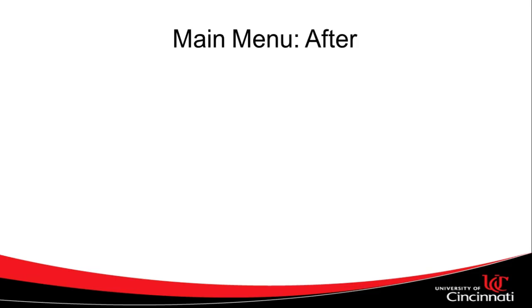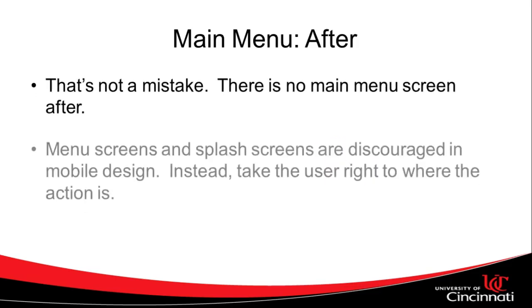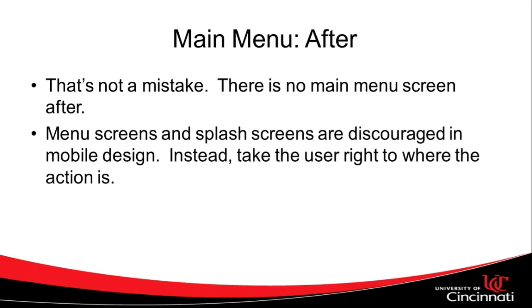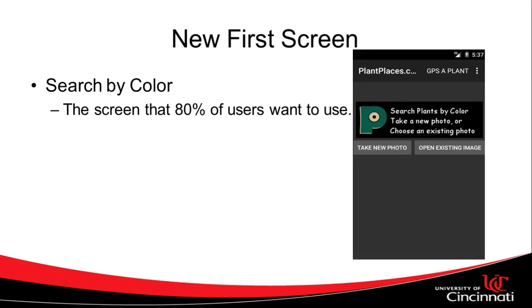You're reading this correctly. It's gone. In mobile applications, we want the first screen to be the screen that the user wants to use 80% of the time. So there's no main menu screen after all. What I thought is, okay, what is the user going to want to do with the application? Of all the things an average user can do, are they going to want to enter bloom dates? Probably not. Search by color? Yeah, that one probably so. So I just took them straight into the search by color screen. So this is the second generation that we're looking at here.